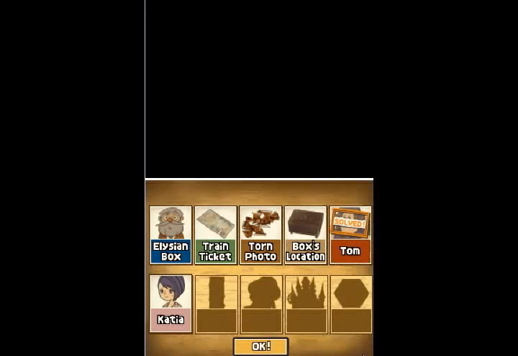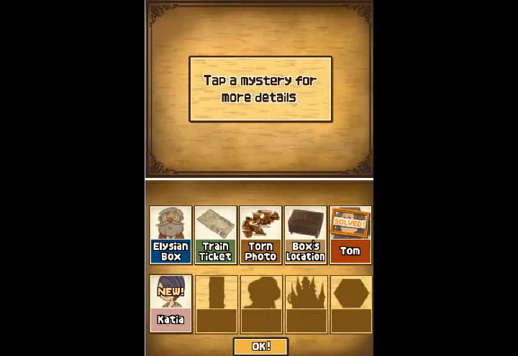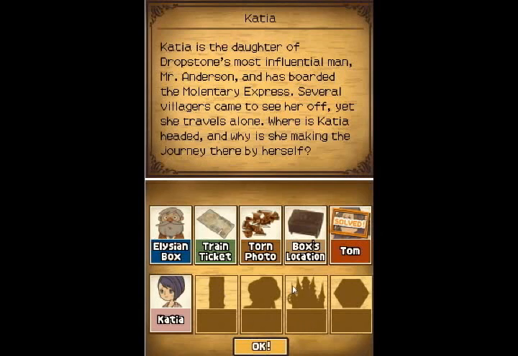And a new mystery. Katia is the daughter of Dropstone's most influential man, Mr. Anderson, and has boarded the Momentary Express. Several villagers came to see her off, yet she travels alone. Where is Katia headed, and why is she making the journey there by herself?